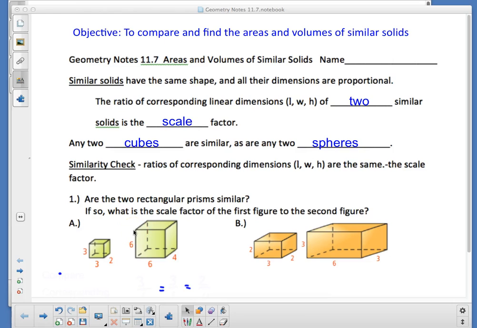Okay, so here's the deal today. We're looking at geometry notes 11.7. This is our last set of notes before the test on Tuesday. Okay, we got a test in 2 days.